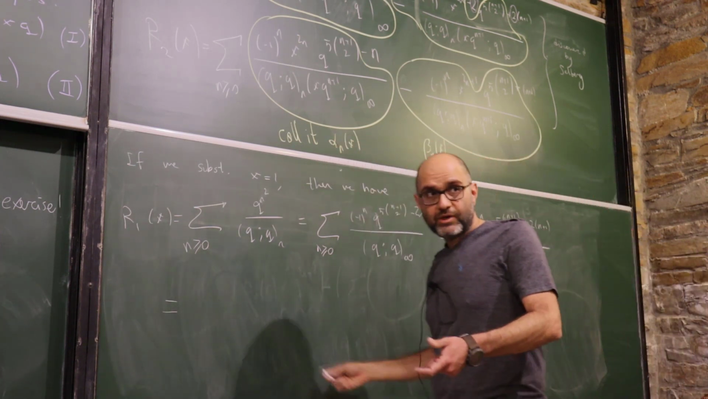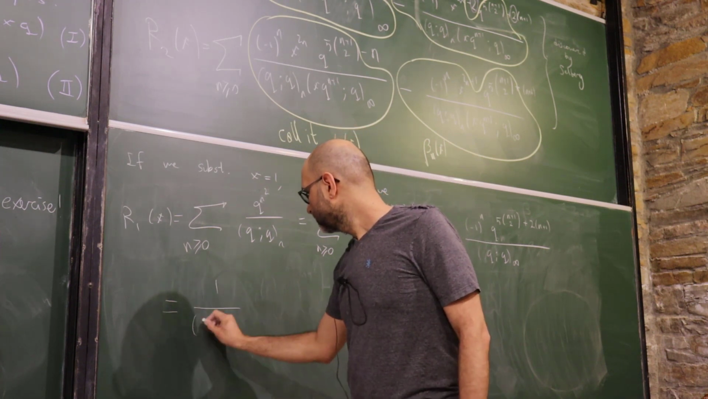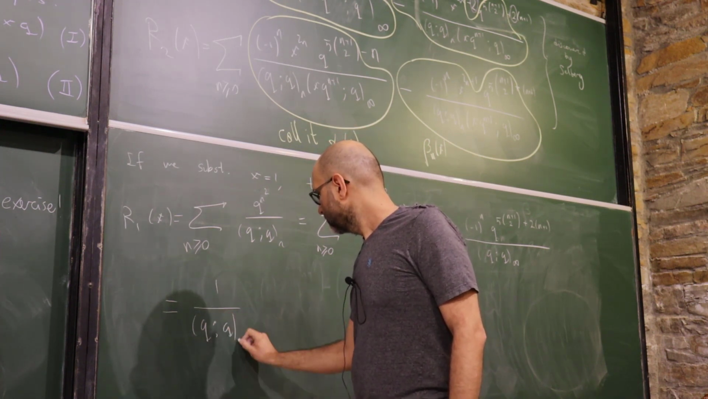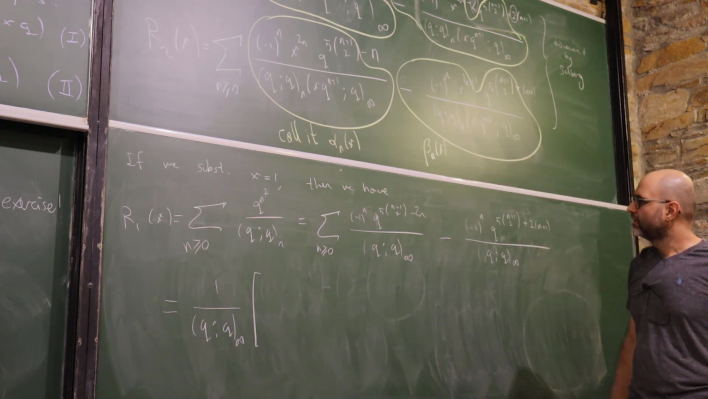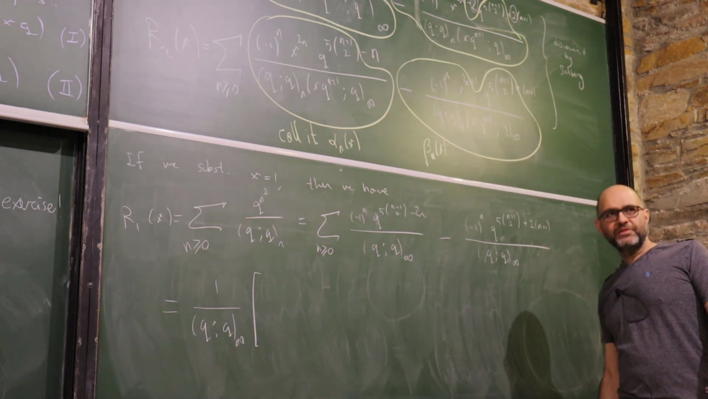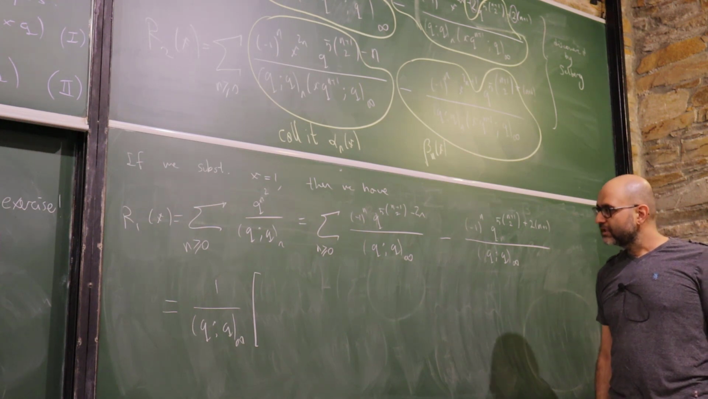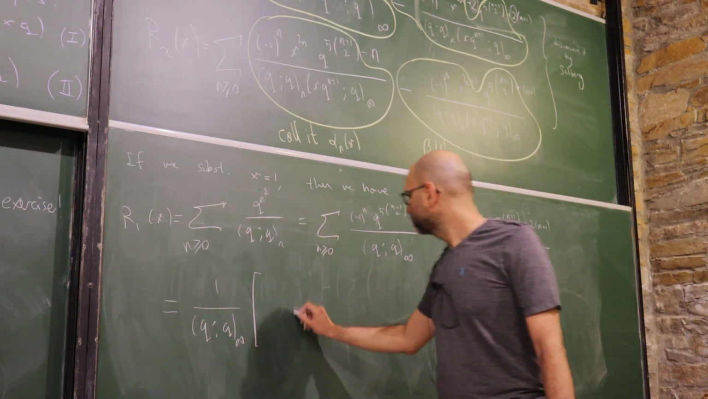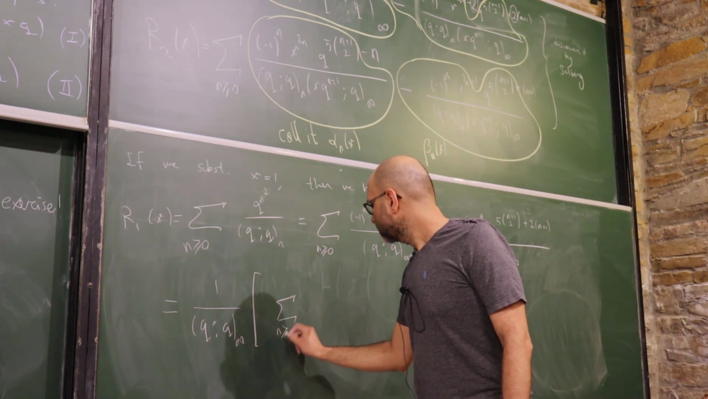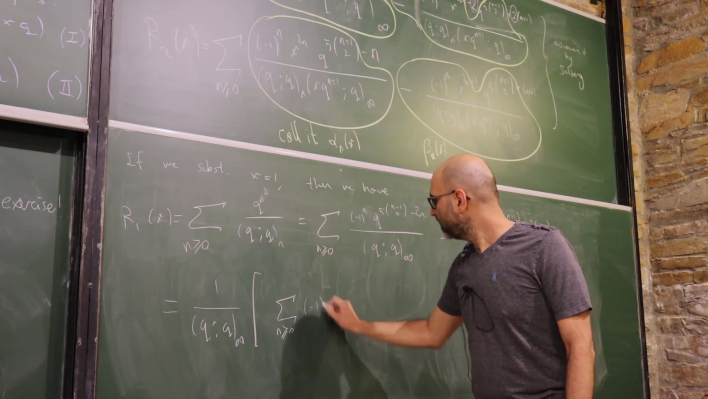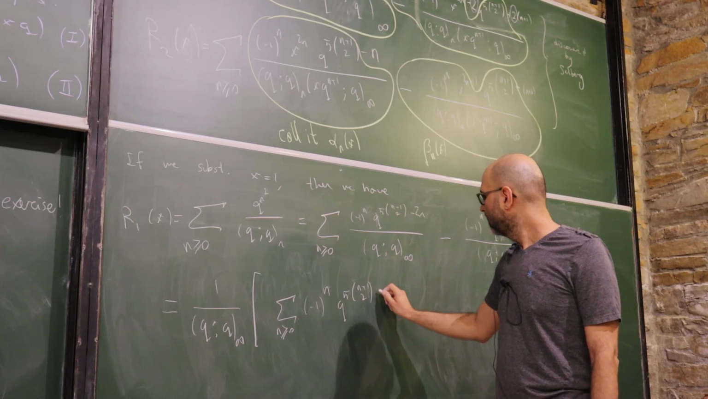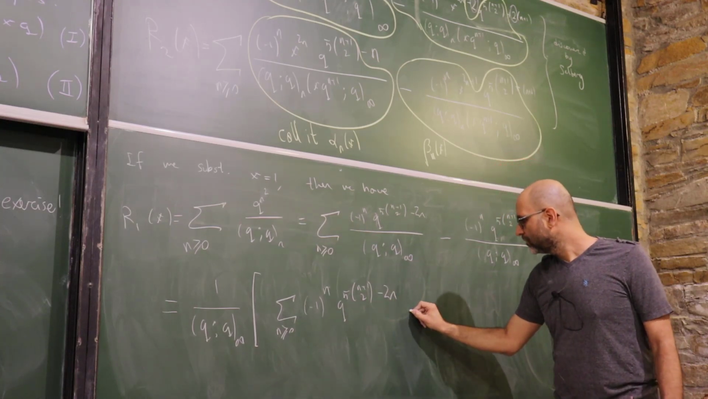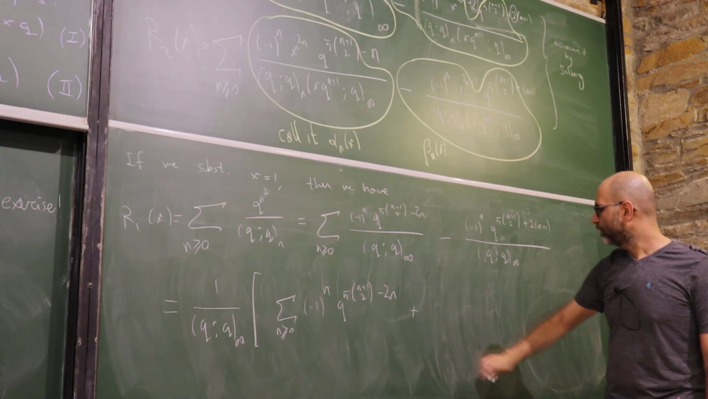Okay, now we have the partition function, and in brackets we have something that looks like a theta series, and we will show that it is a theta series. The sum over n greater than or equal to 0, minus 1 to n, q to 5 times n plus 1 choose 2, minus 2n, plus, no, minus.